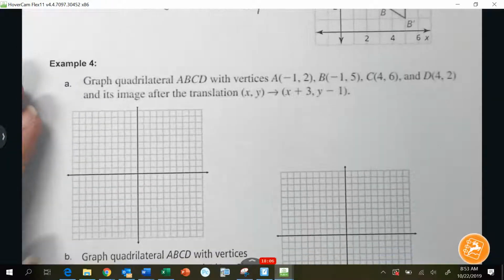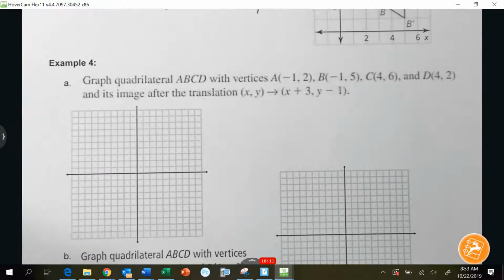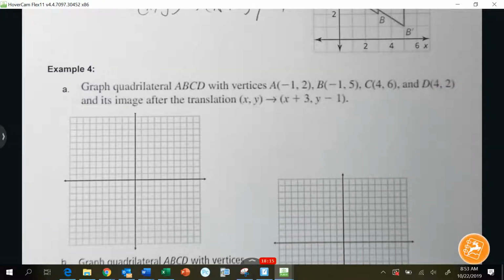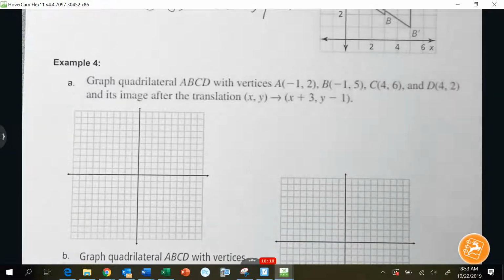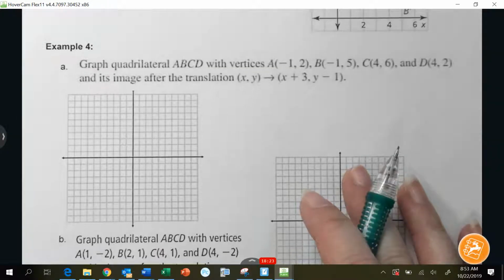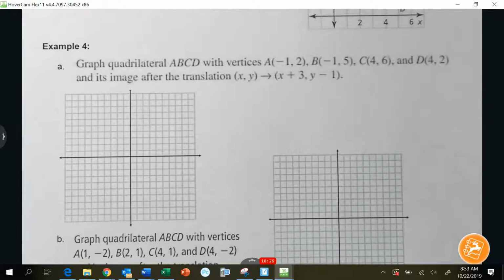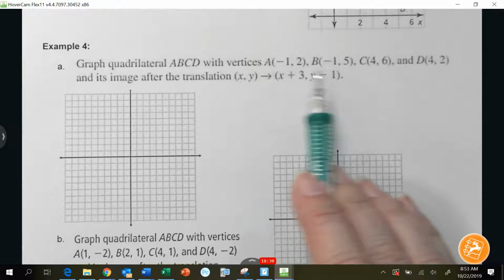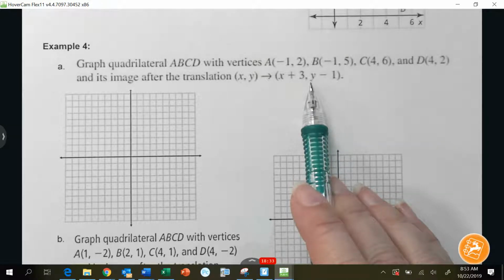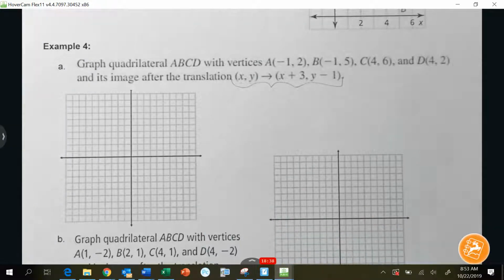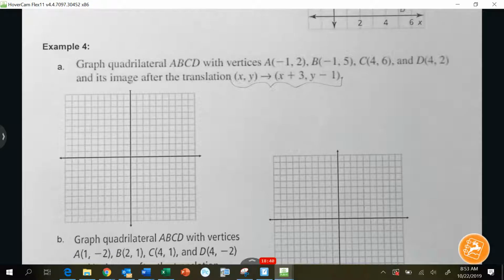Graph quadrilateral ABCD and its image after the translation x, y goes to x plus 3, y minus 1. So we're going to graph quadrilateral ABCD. For the rule, we don't have to put like A is this coordinate. This says for every single ordered pair, we're going to do the exact same thing. This is the general rule for every single ordered pair for translation.